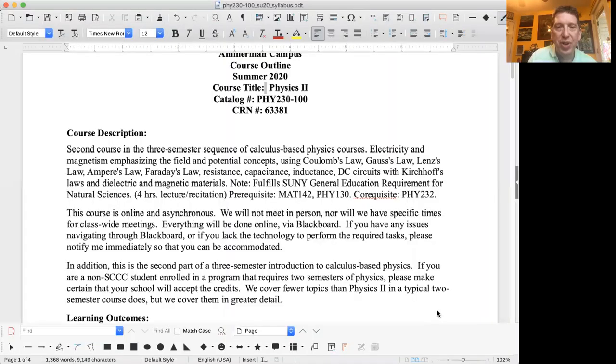So with that, I'd like to go over some aspects of the syllabus a little bit. Again, it's the second in our 3-semester sequence, and there are reasons why we do it in 3 semesters. But we also understand it's not what everybody does. So if you think there might be an issue with your school, assuming you're a transfer student, taking these credits, please let us know. Or taking Physics 2 without also taking Physics 3, please let us know.